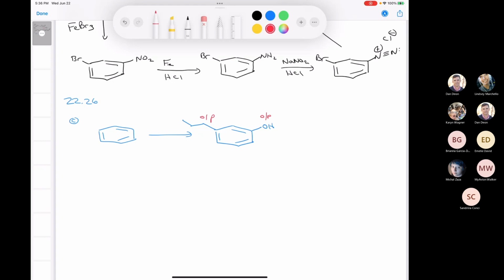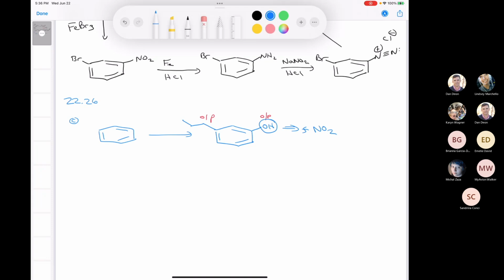meta to each other, but we know that we could make the phenol from the diazonium ion, right? Because we know that if we take the diazonium ion and we just treat it with water, that will give us the phenol. So we could make this from a nitro. Of course, we'd have to reduce it and everything and diazotize it.